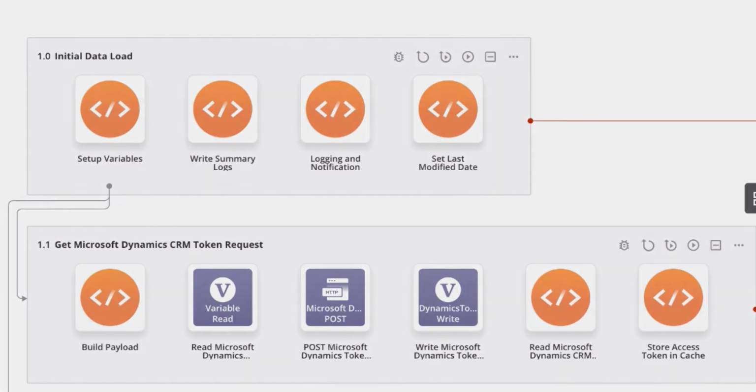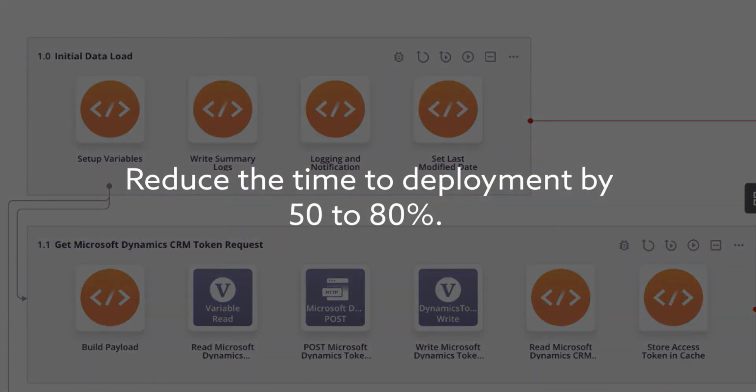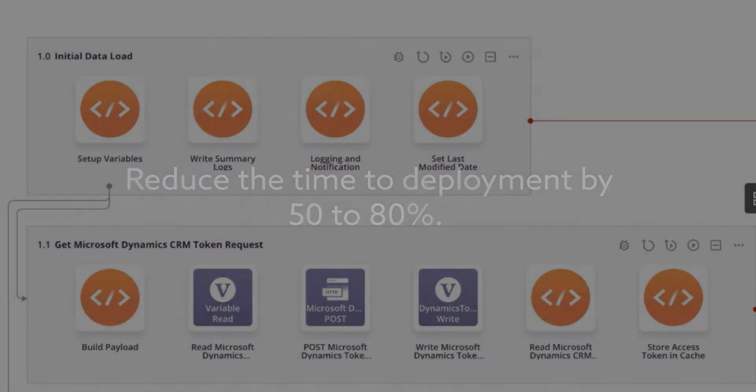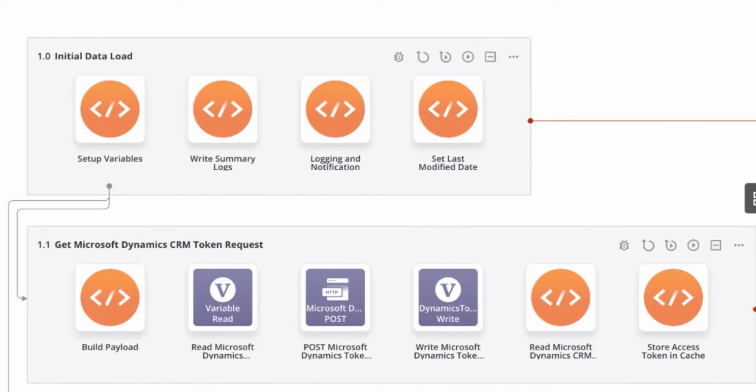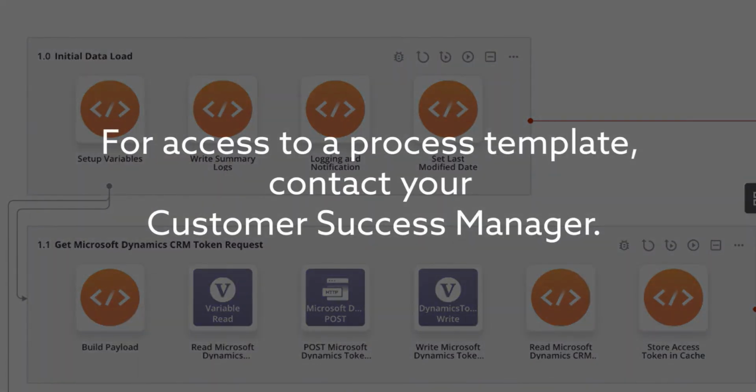Process templates are designed to reduce the time to deployment by 50 to 80% and can be self-implemented, delivered by Jitterbit Professional Services, or delivered by an implementation partner. For access to a template, contact your Customer Success Manager.